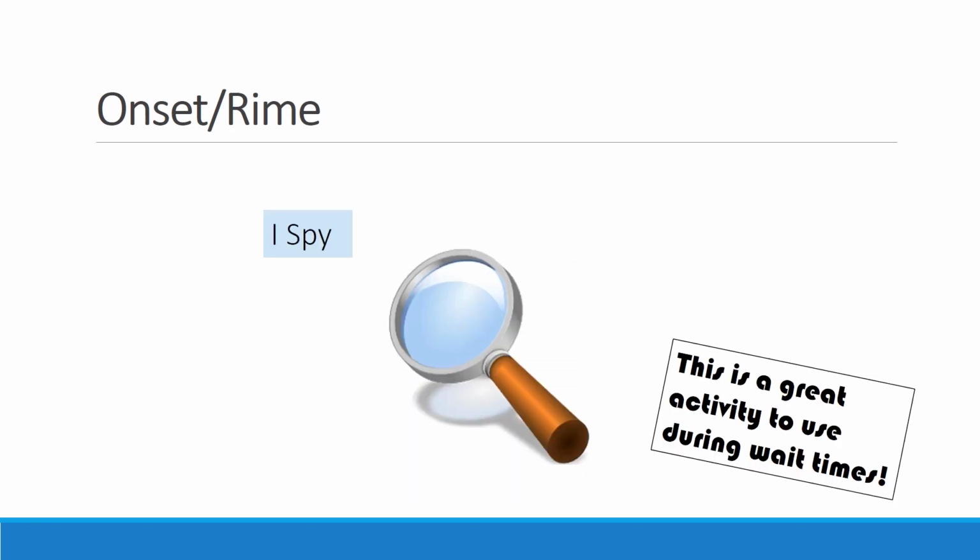Play a game of I Spy with onset and rime. I spy with my little eye a chair. Students must look around the room and name the object you spy. A chair. Or, I spy with my little eye a clock. A clock.